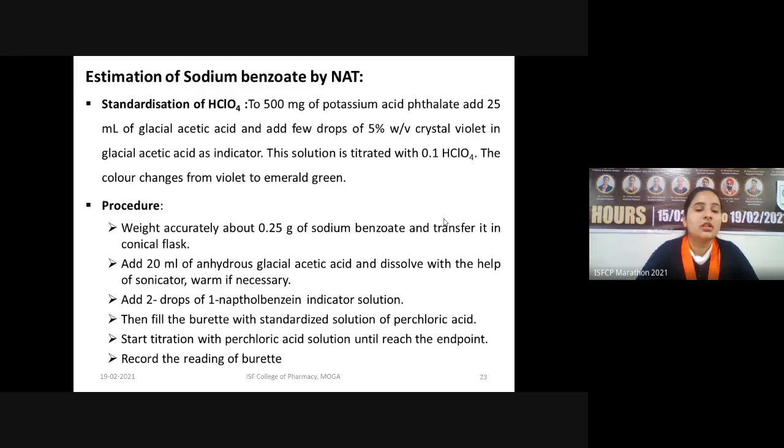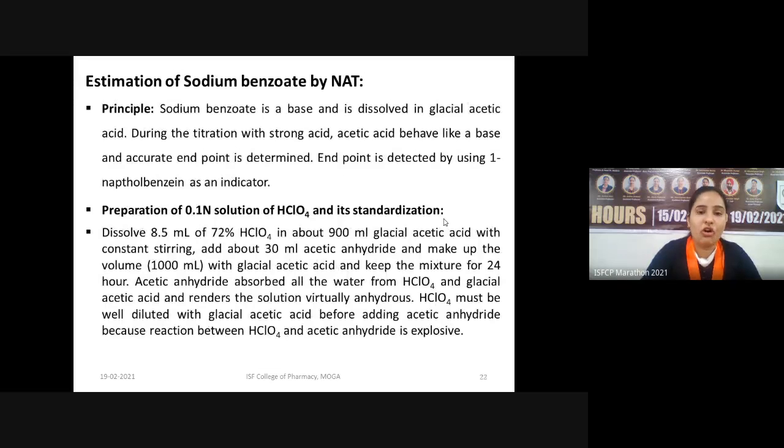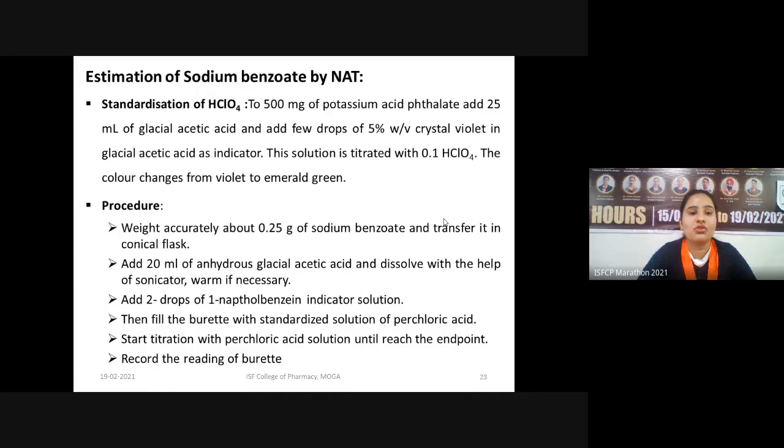Now, after the preparation of the perchloric acid solution, its standardization is very important. So, how is the standardization of perchloric acid done? Use 500 mg of potassium acid phthalate. It is exactly the same as what we have discussed in acidimetric titrations. We will be taking approximately 0.5 gram of potassium acid phthalate. To that we will add 25 ml of glacial acetic acid. Glacial acetic acid acts as a solvent.